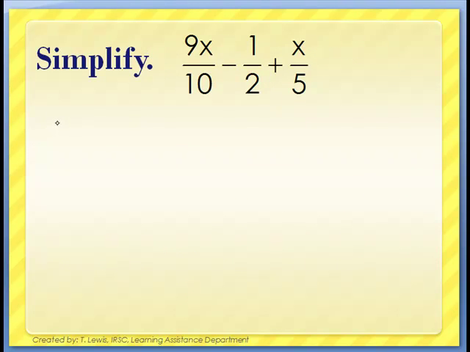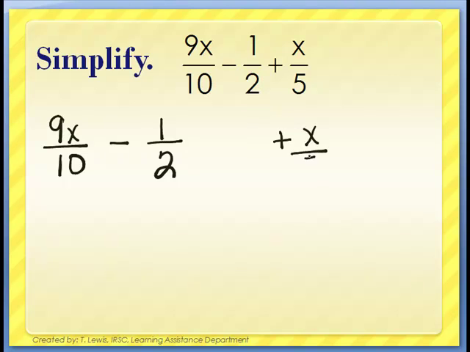We're going to simplify. We have here 9x over 10 minus 1 over 2 plus x over 5. So in our denominators, we have 10, 2, and 5. And we want to come up with a common denominator, but the least common denominator, LCD. And the least common denominator for 10, 2, and 5 is 10.